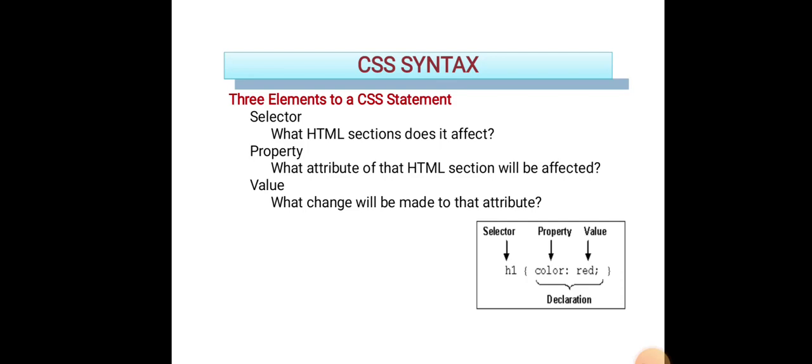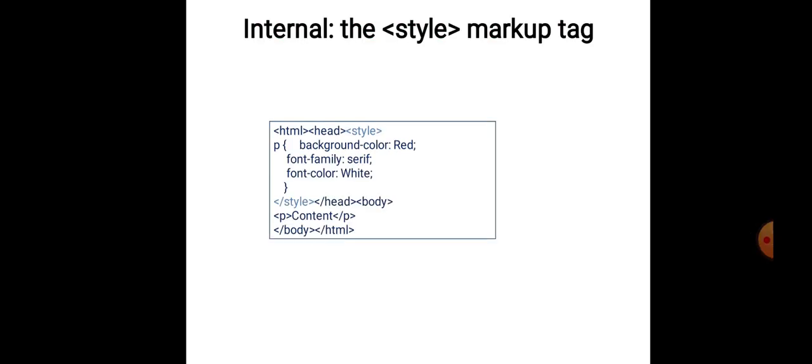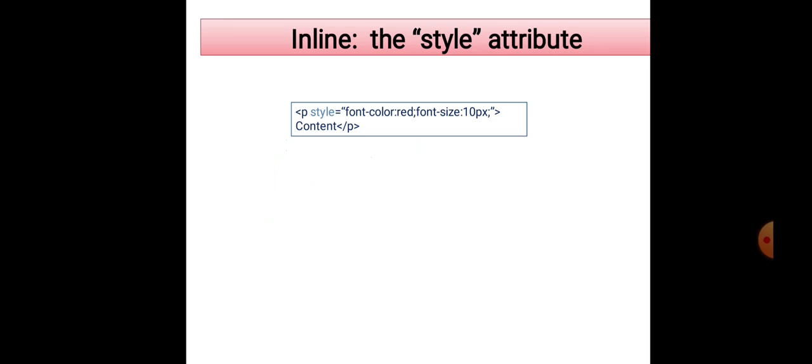So what is the CSS syntax? First you have to mention the selector, then the property, then the value. The selector is which HTML element it affects, the property is which attribute of the HTML element will be affected, and the value is what change will be made on that particular attribute. So we have three kinds of style sheet: inline style sheet, internal style sheet, and external style sheet. One by one we are going to discuss.